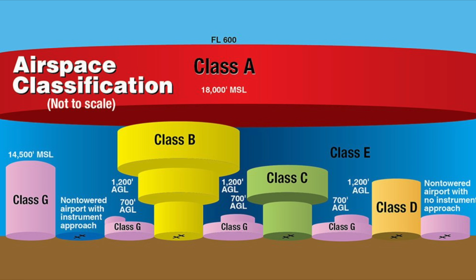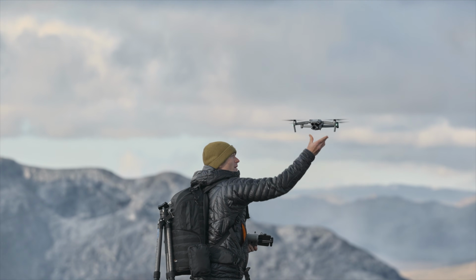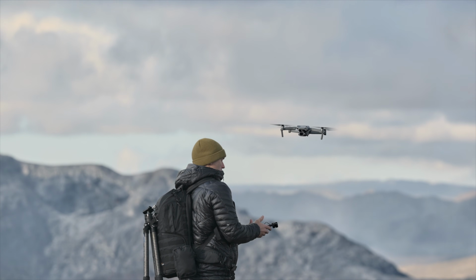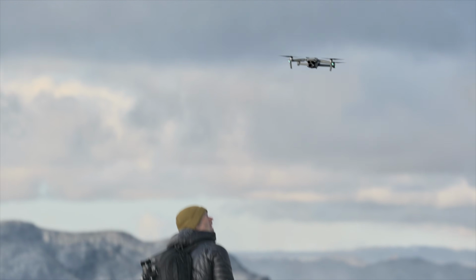And last but not least is Class G airspace, which will usually start from the surface up to 700 feet AGL, and sometimes it will be from the surface up to 1,200 feet AGL. And you can see that there is a direct relationship between where Class G airspace begins and ends and where Class E airspace begins and ends. Class G airspace is uncontrolled airspace. You do not need authorization, and as long as you maintain a vertical limit of 400 feet AGL, then you are flying in compliance with FAA rules and regulations.